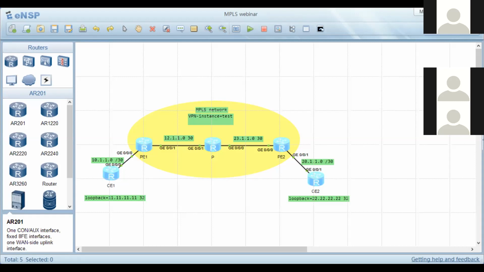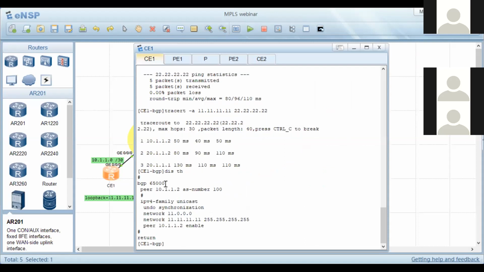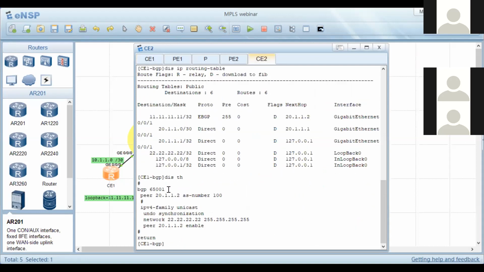No, between CE1 and CE2, you advertise routes, but their autonomous system number is the same. As I have learned, there is a loop avoidance mechanism. The autonomous system number, as you can see, is 65000 for CE1 and 65001 for CE2. They are different. Okay. What about when they are the same? Like when we have a service provider with the same autonomous system on both sides.